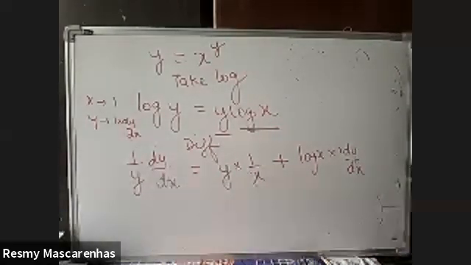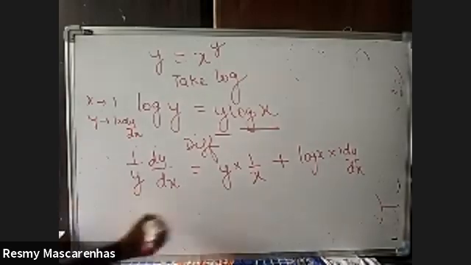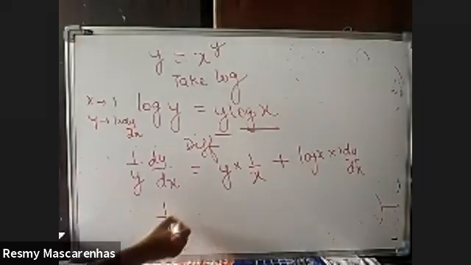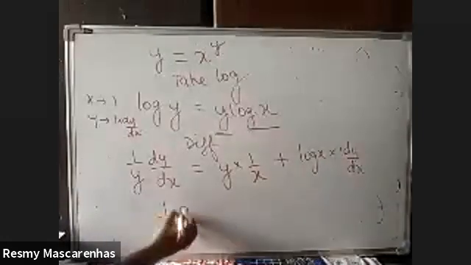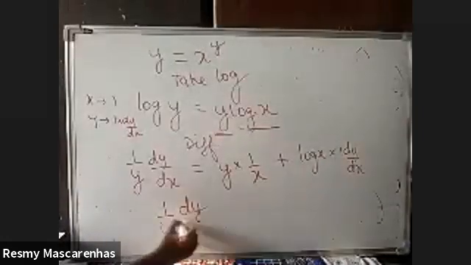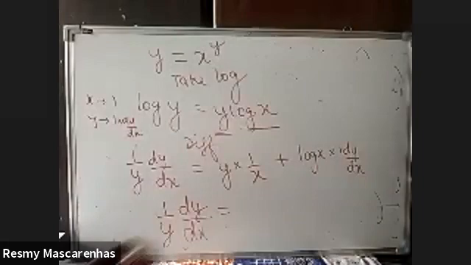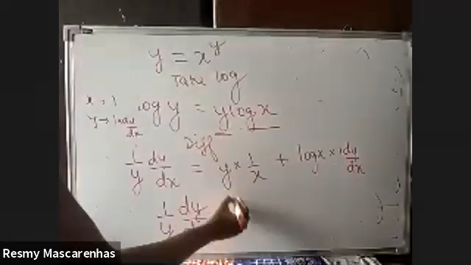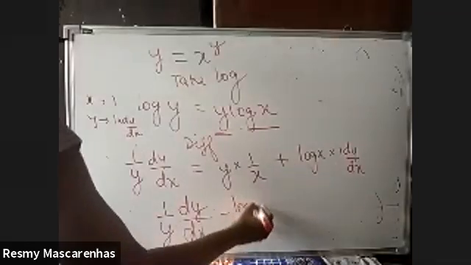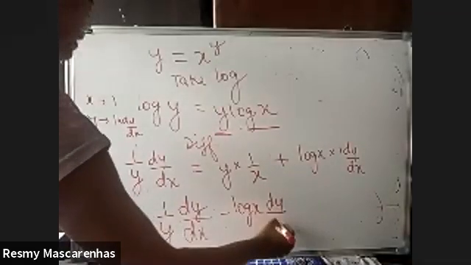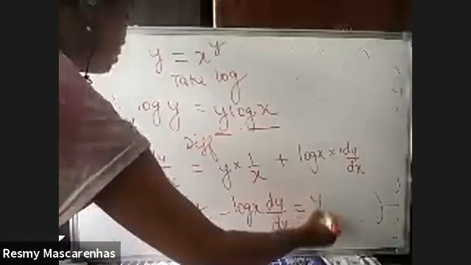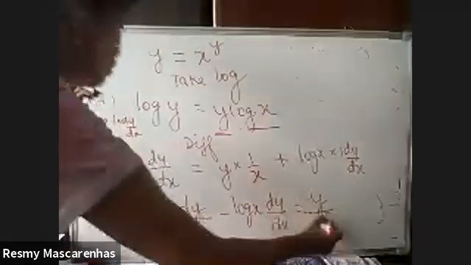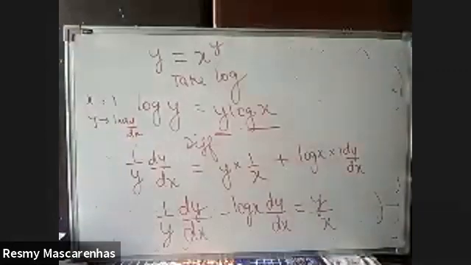Okay, now bring the dy by dx terms on one side. So it will look like this. 1 upon y dy by dx is equal to minus, I'm bringing this dy by dx term on the other side. So log x dy by dx is equal to y upon x.